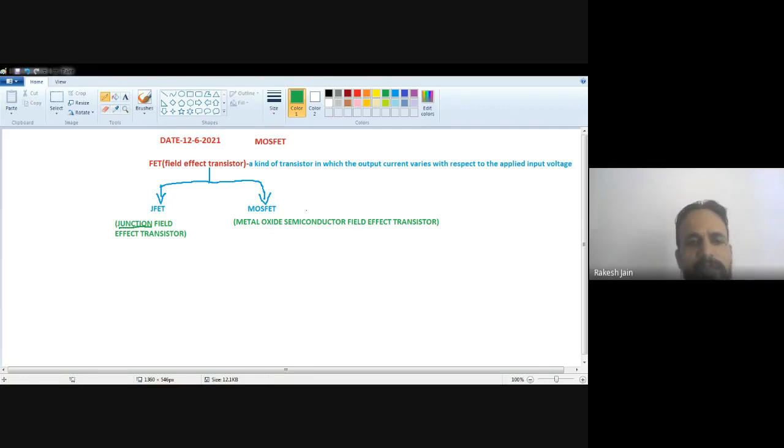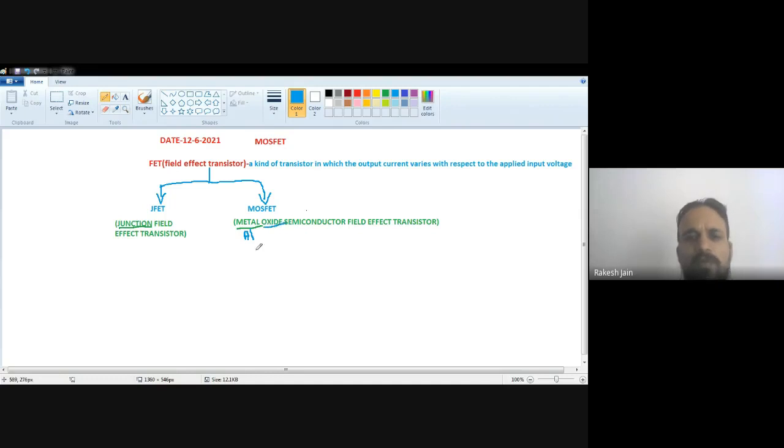Now, first of all, what is the meaning of this total term metal? Why do we use the word metal? I just typed it in blue color. We use the word metal because for the construction of this device, we will use an aluminum metal for taking the output terminal from this device. That's why the word is metal, because aluminum is a metal. That's why the first word we use is metal, M.